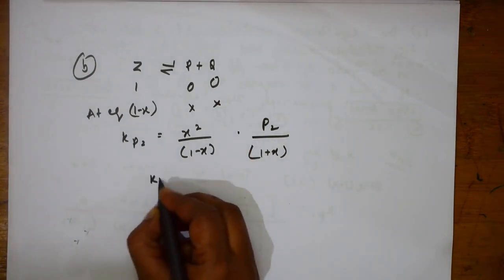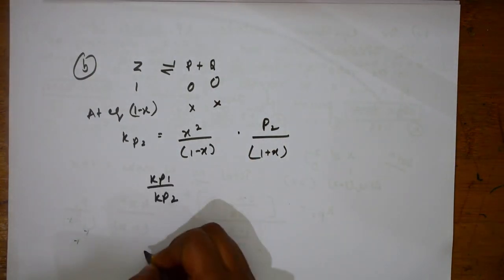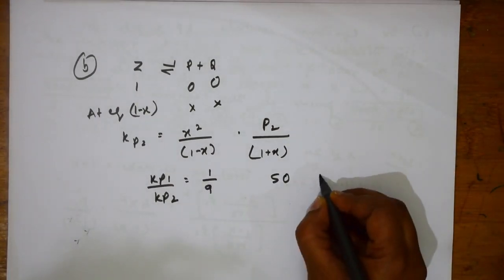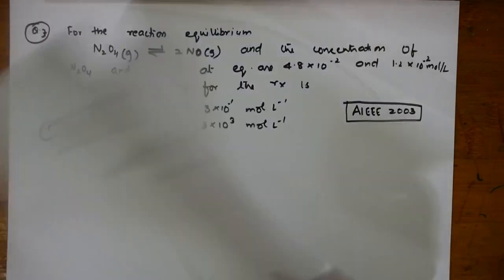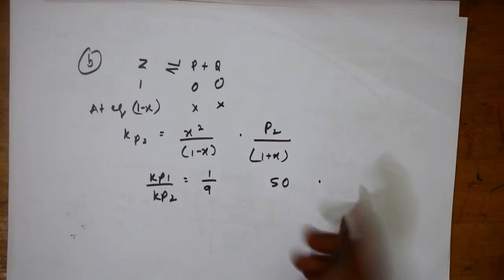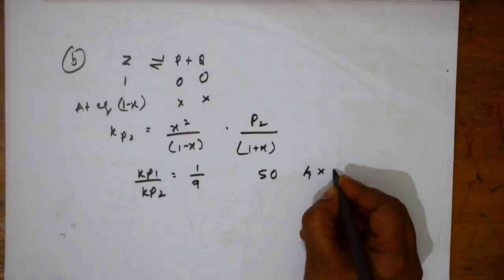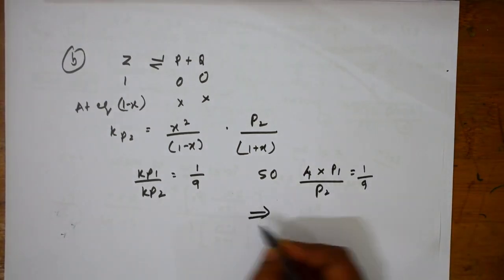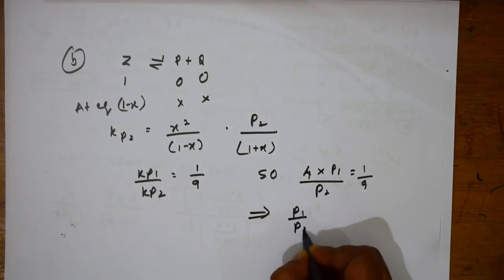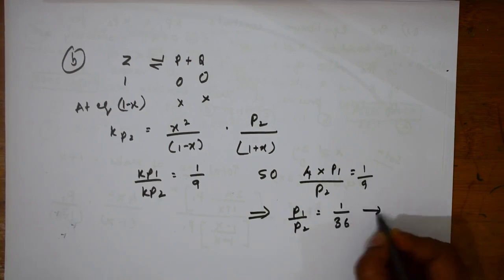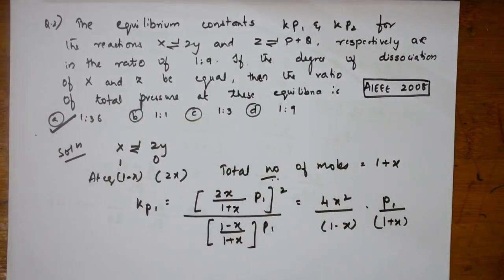Then I'm taking the ratio of Kp1 by Kp2, which is equal to 1 by 9. So if I take the previous one, because they have given 4, here, this one 4. So now I'm taking that 4 into P1 by P2 is equal to 1 by 9. This becomes P1 by P2 is equal to 1 by 36, since 9 4s are 36. So it is 1:36. So the correct option for this is 1:36.